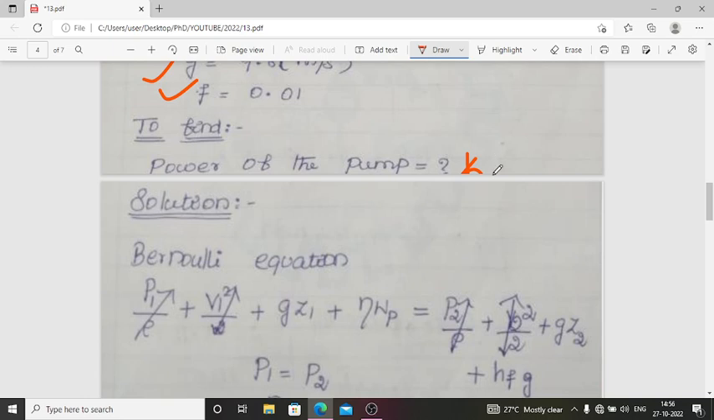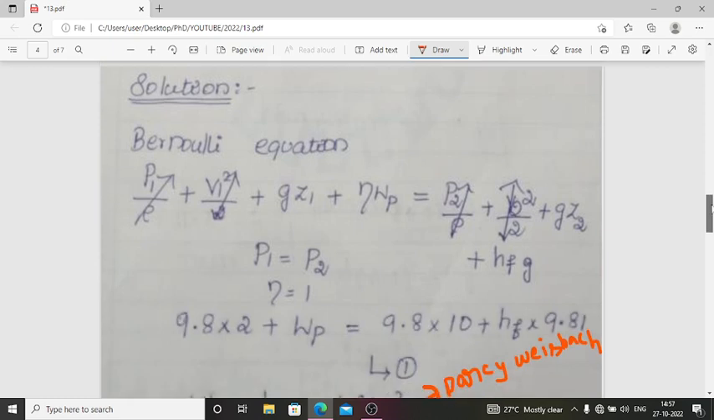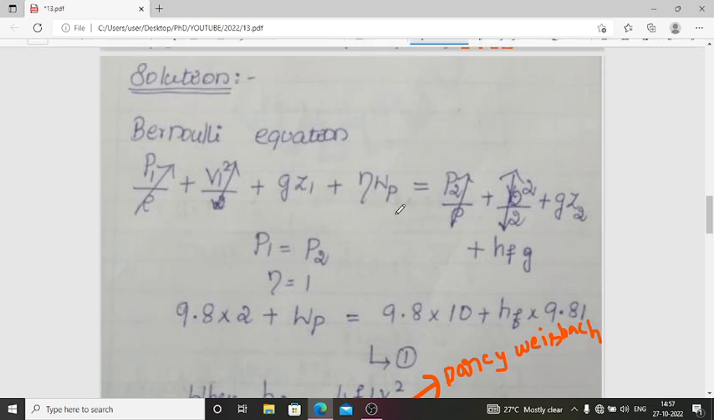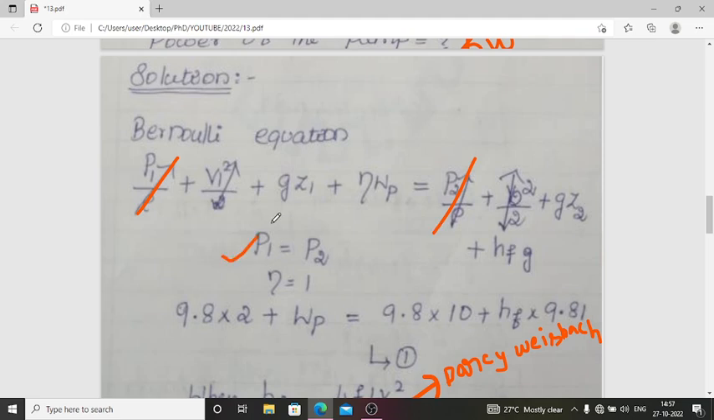Okay. Solution part. So here, this is pump work in the Bernoulli equation. Here P1 by rho plus V1 squared by 2 plus G Z1 plus eta into Wp is equal to P2 by rho plus V2 squared by 2 plus G into Z2 plus HF into G. Both reservoirs are open to the atmosphere, so P1 is equal to P2. So P1 and P2 cancel. Then velocities are neglected, so V1, V2 are cancelled.